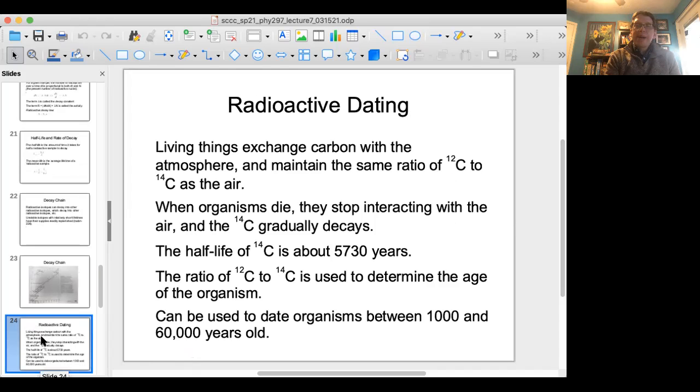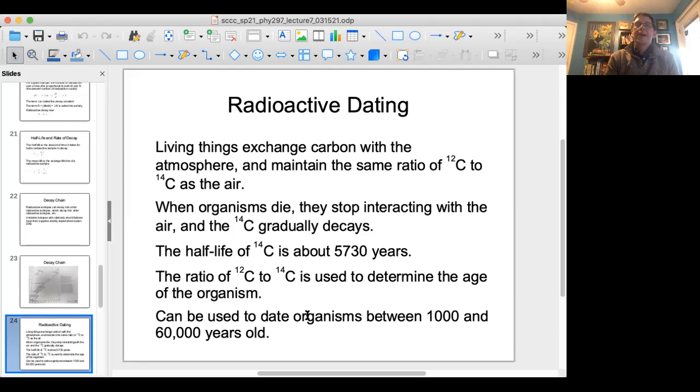But radioactivity is useful for determining the age of certain objects. And so the two most common substances used for dating are carbon-14 and uranium-238. Carbon-14 has a half-life of 5,730 years. That makes it very useful for dating organic material pertinent to human civilization. So it can date organisms between 1,000 and 60,000 years old.